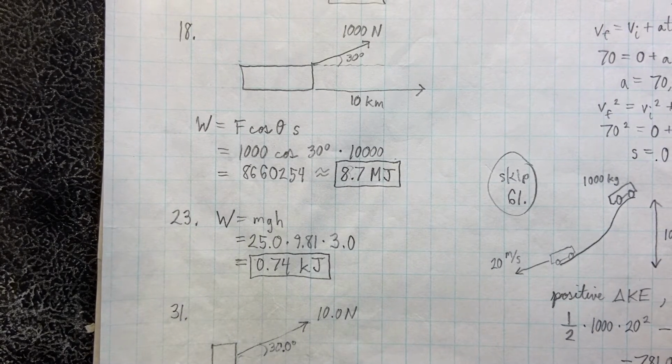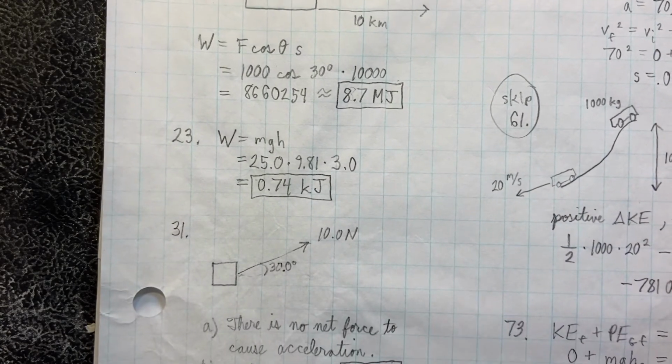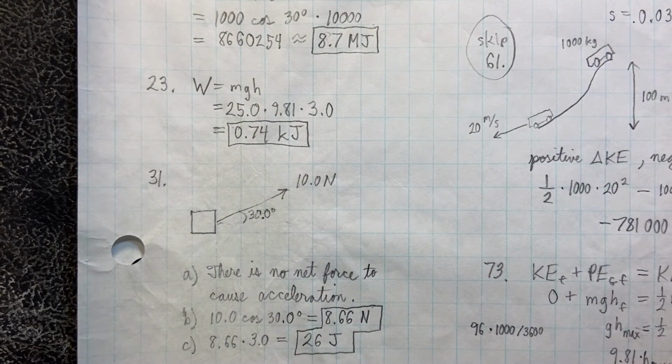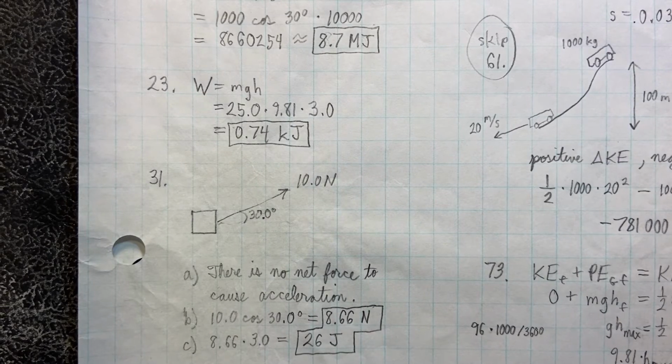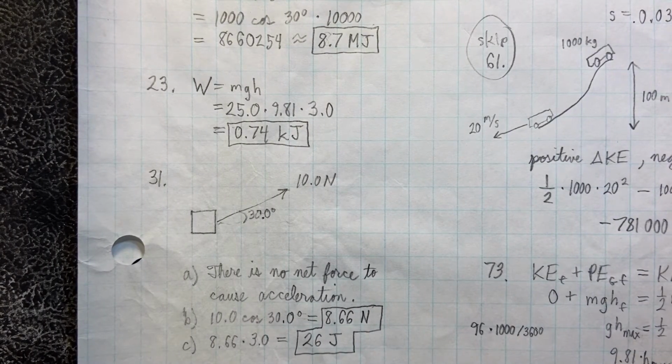Now in 31, we've also got a force acting at an angle again. So let's look at 31A. There's no net force to cause acceleration. Now, how do we know that? We know that because it says being dragged at a constant speed. Whatever force is being used to drag it one way is being overcome by an equal and opposite force of friction that's going the other way.